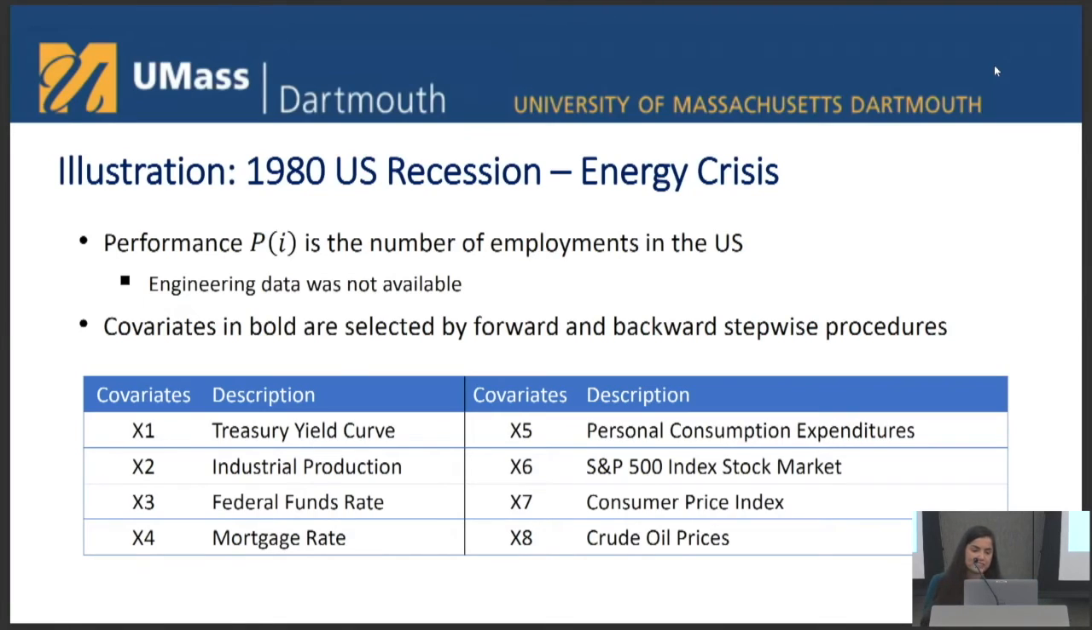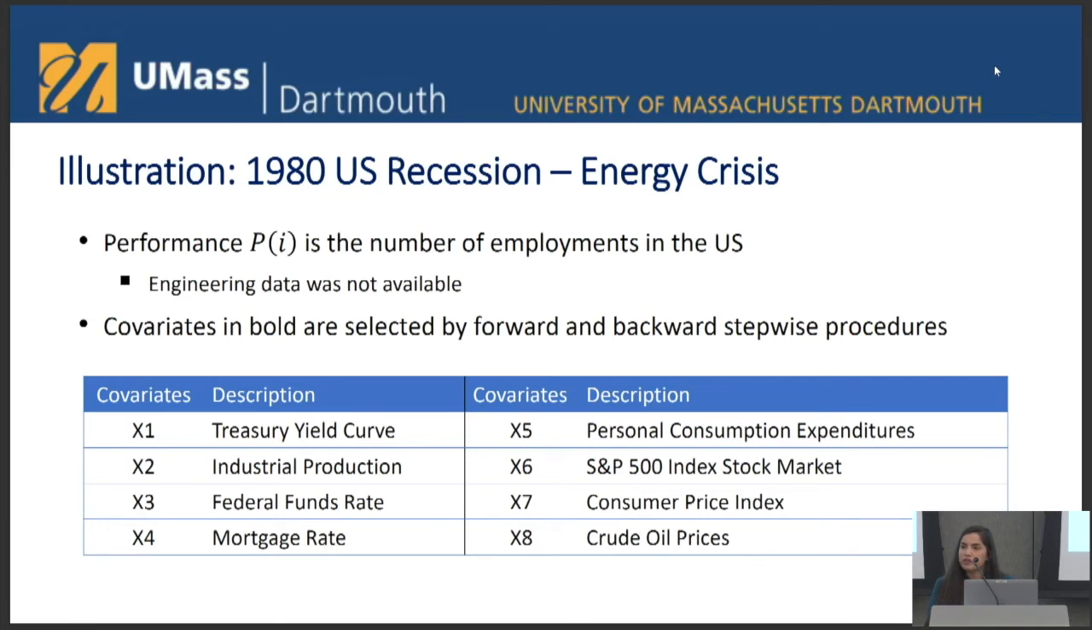So I'm going to give you an example. I'm not using any engineering data because it's very hard. Like I said, it's very hard to get all the information and factors, unfortunately. So just to demonstrate that it can work, I'm using a finance system. I'm using the 1980 recession here, but I'm actually trying to predict the number of jobs in the US during the recession. So P, which is my performance, is actually the number of employments that we had in the US at that time. So I'm collecting 8 different factors here.